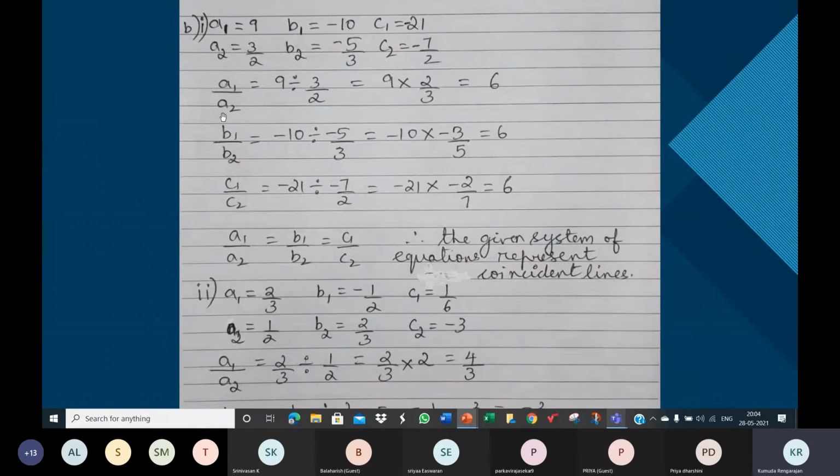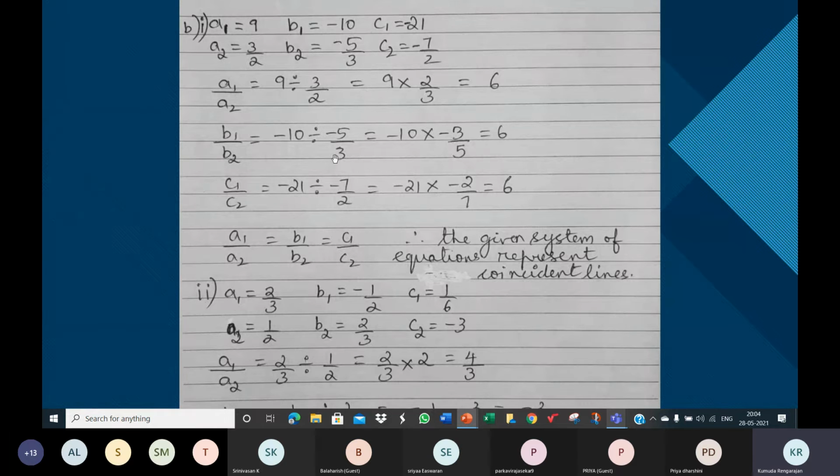What is A1 by A2? 6. What is B1 by B2? 6. What is C1 by C2? 6. So we see that A1 by A2 is equal to B1 by B2 is equal to C1 by C2, which is possible only when the system of equations has infinitely many solutions. That means the lines are coincident, which means the equations represent coincident lines.